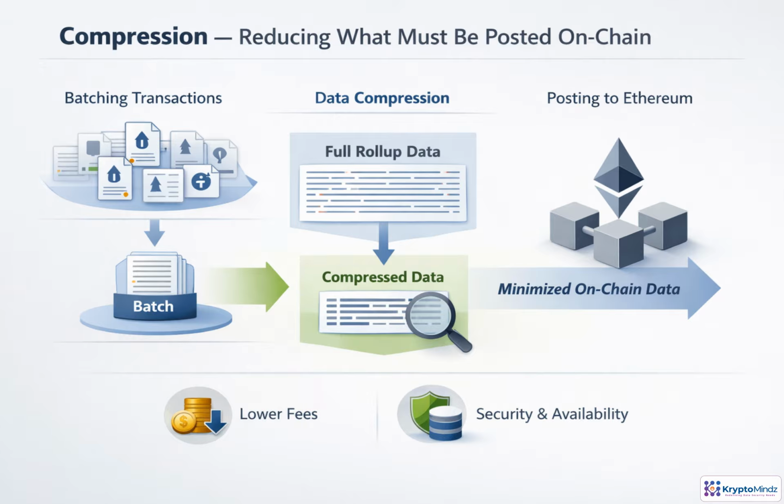Batching reduces how often a rollup talks to Ethereum. Compression reduces how much it says each time. The rollup can remove repeated fields, use compact encoding, and post only the data needed to reconstruct or verify state. That smaller footprint matters because Ethereum block space is scarce and priced by demand. Still, compression cannot discard security-critical data. Lower fees only work if the system still has enough data to be checked.